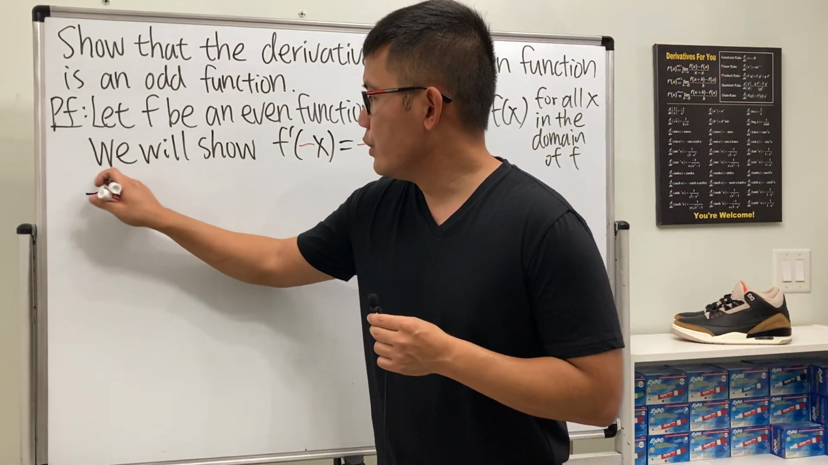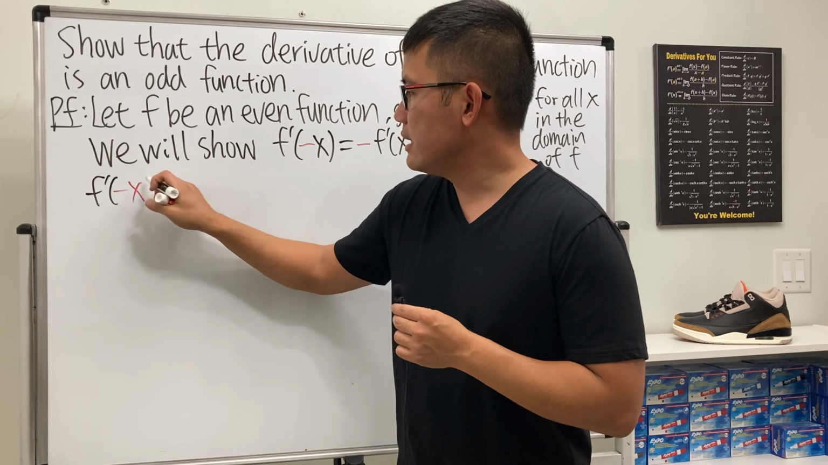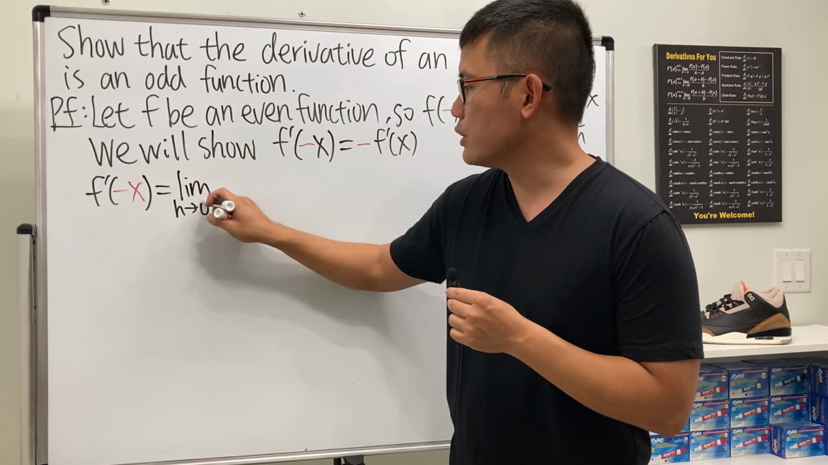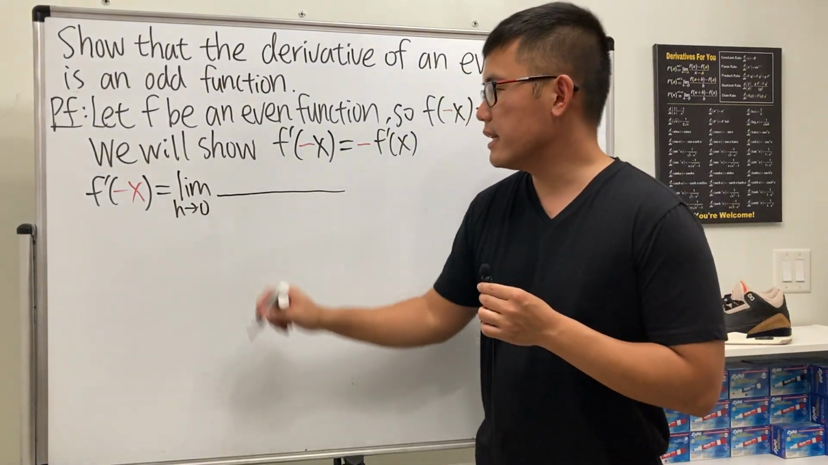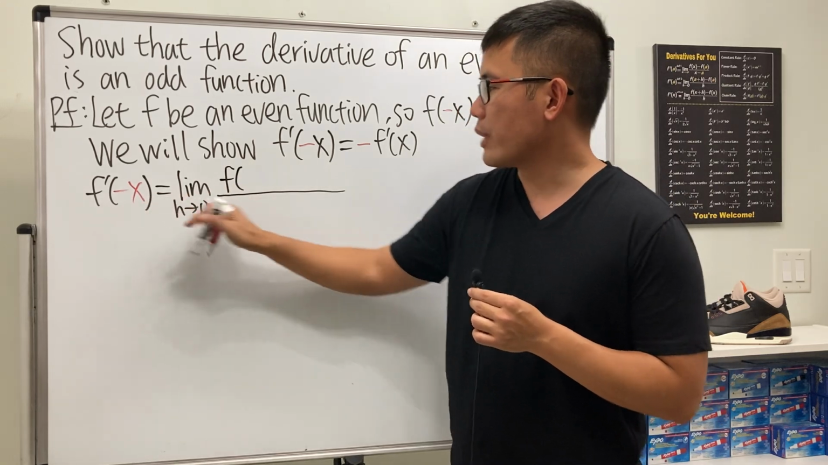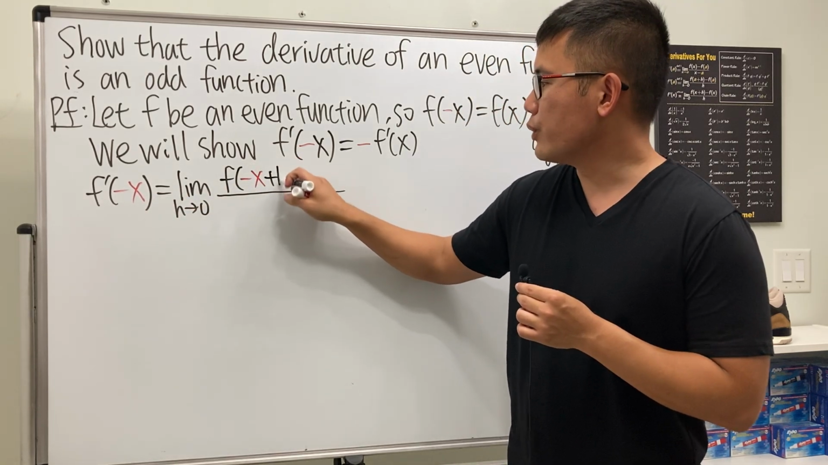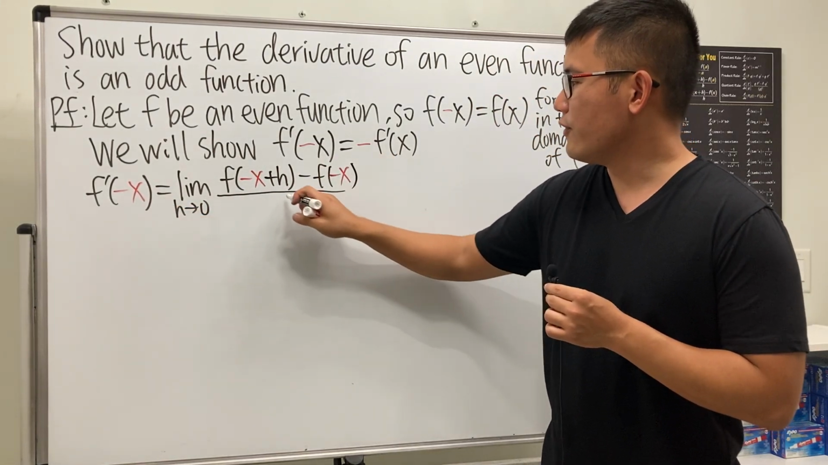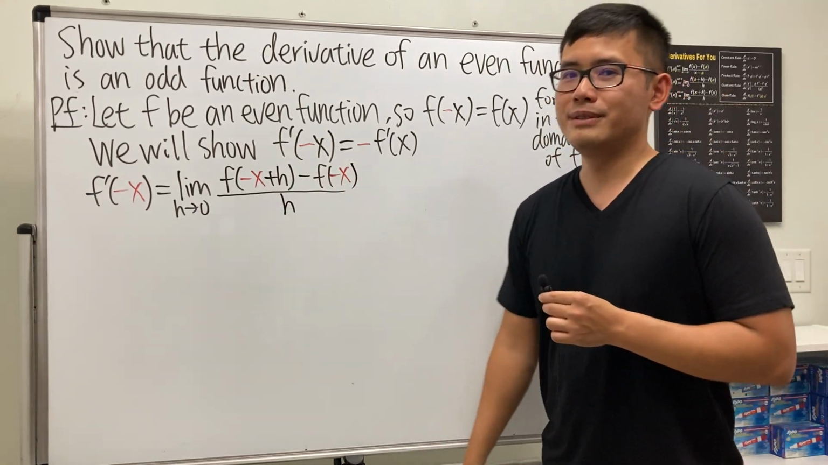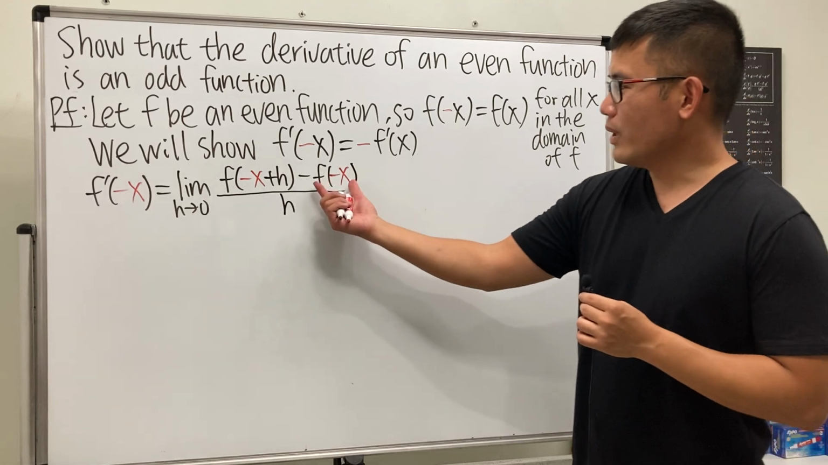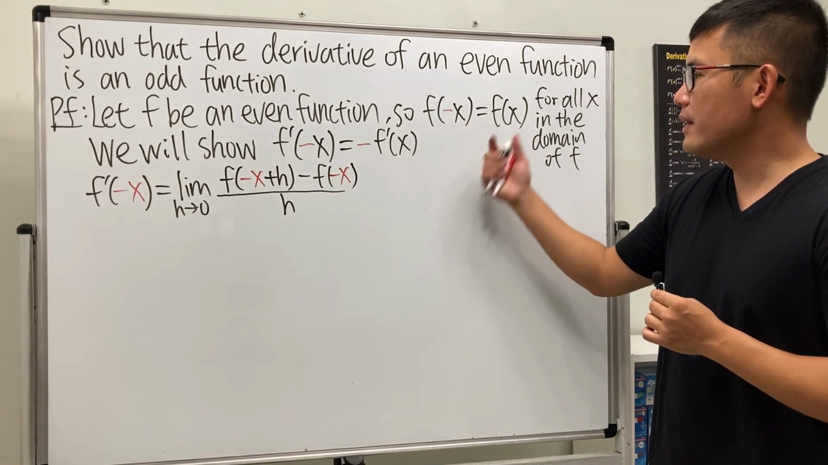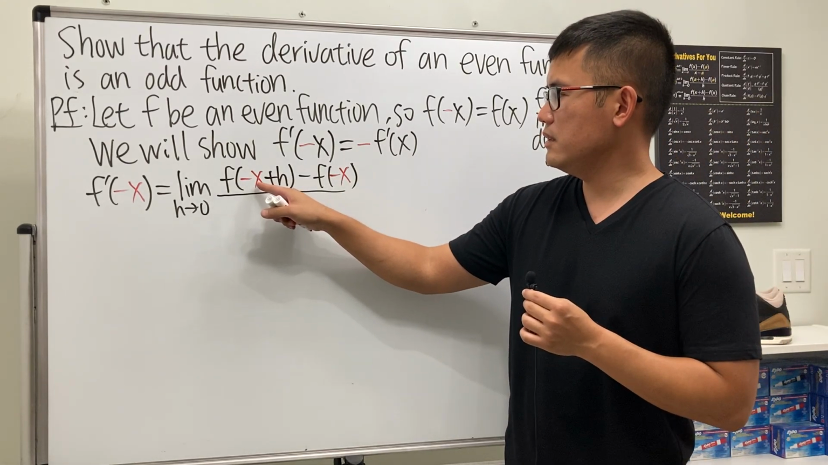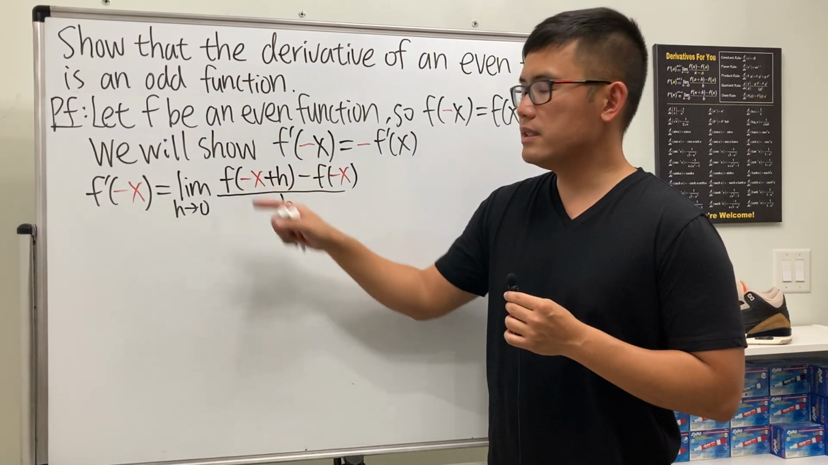So here we go. If we look at f prime of negative x, by the definition of derivative, this right here is just equal to the limit as h approaching 0. And then the definition says we will have the f, and then the input right here, which is negative x, we add h to it, and then minus f of that input, and all divided by h. So that's good. This is a very good start. What can we do right here? Well, because f is even, so that means we can get rid of this negative. But this is negative x plus h. We cannot get rid of this negative yet.